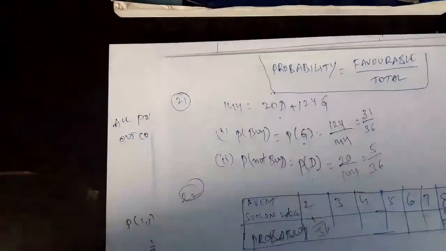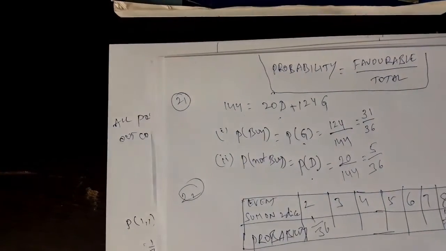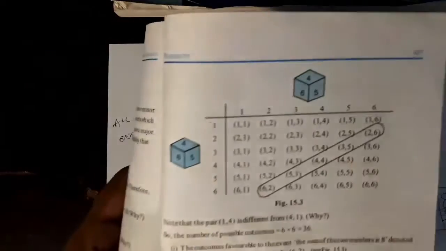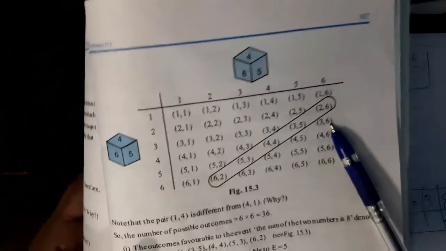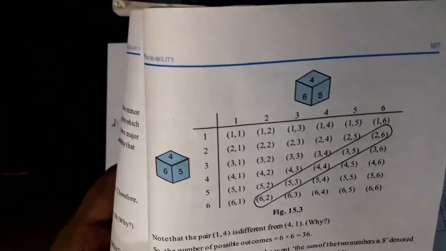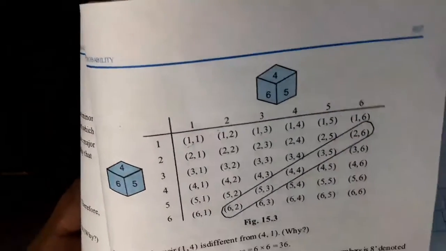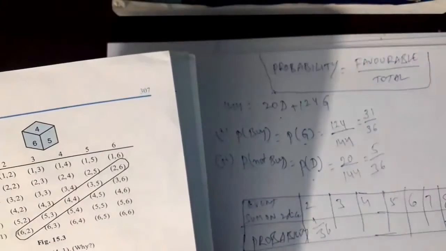See, all possible outcomes. If two dice are rolled, all possible outcomes are 1,1; 1,2; 1,3; 1,4; 1,5; 1,6; 2,1; 2,2; and so on. We have seen that. How many total? 36. 6, 6, 6, 6, 6, 6 are 36, right? So denominator will always be 36.